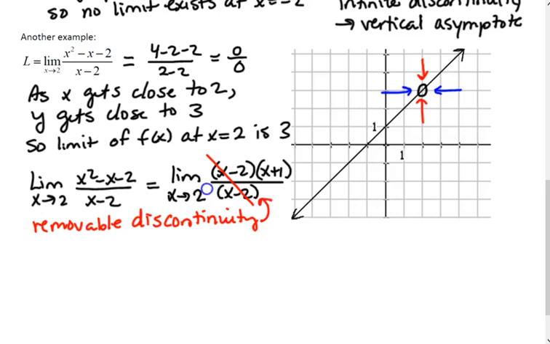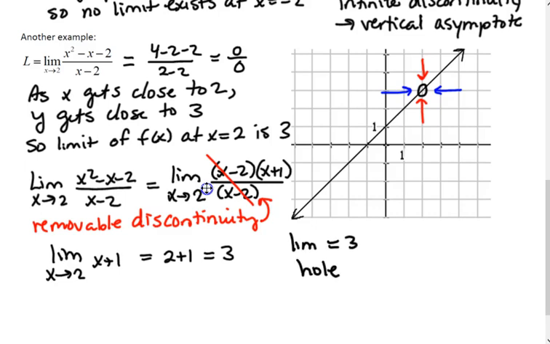Now I'm just going to take the limit as x goes to 2 of x plus 1, and that's just 2 plus 1 equals 3. So when there's a hole in the graph on a rational function, I can always remove the discontinuity and find the limit. So the limit equals 3, and that means there is a hole at (2, 3).